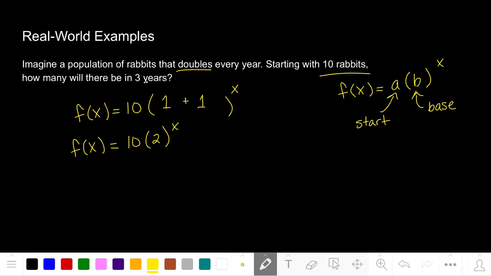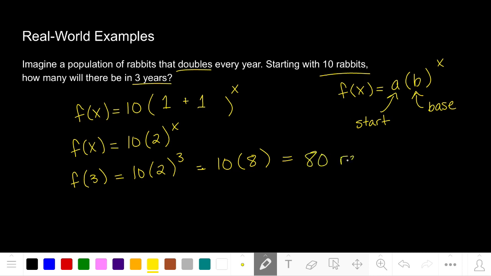How many rabbits will there be in 3 years? Well, 3 in this case is our input. So f(3) would be 10 times 2 to the third power. 2 to the third power is 2 times 2 times 2, which gives us 10 times 8. So in 3 years, the population of 10 rabbits has exploded to a population of 80 rabbits.